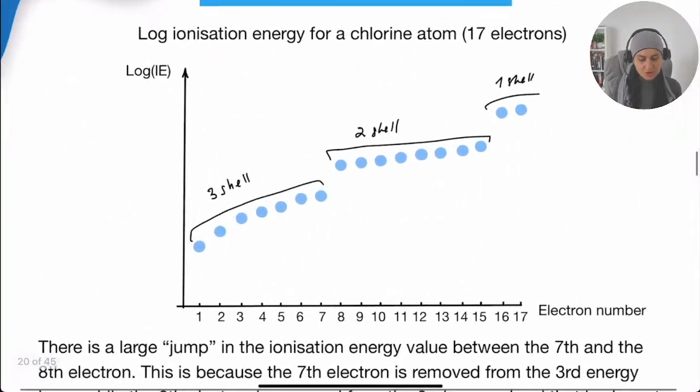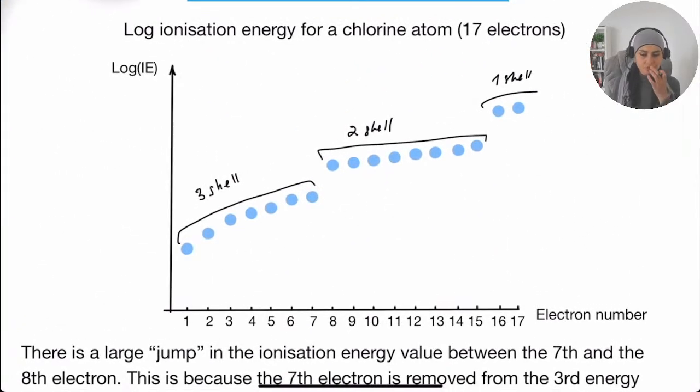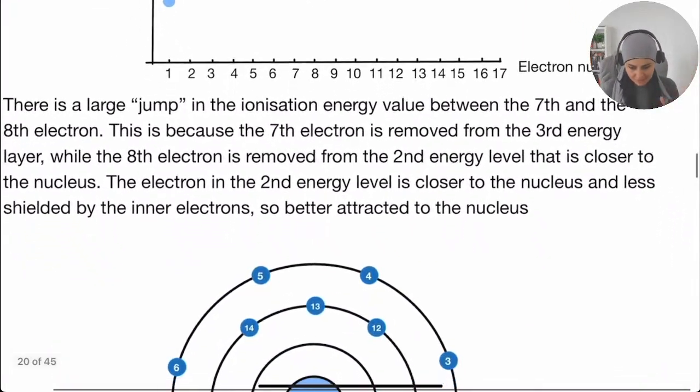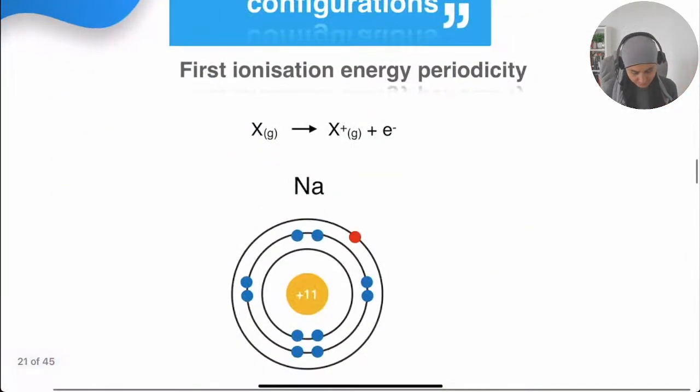For example, they would ask you, explain which group this element belongs in in the periodic table. You say there is a jump between ionization energy 7 and 8, which means that the 7th electron is removed from the outer shell, the 8th electron is removed from the shell that is closer to the nucleus, which means that it has 7 electrons in the outer shell. Yep, that's your 2 marks explanation. Well, it means that it's group 7 if they ask to identify the group.